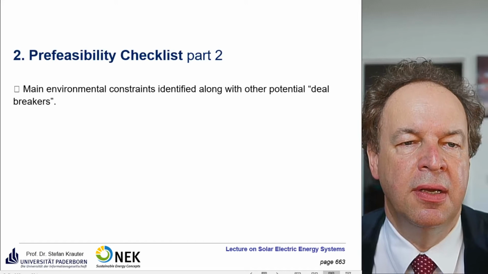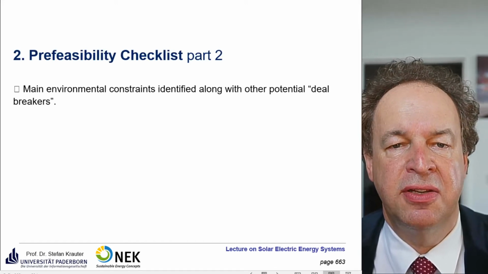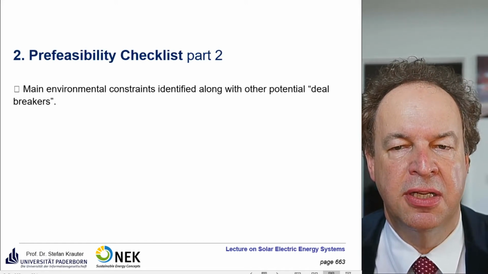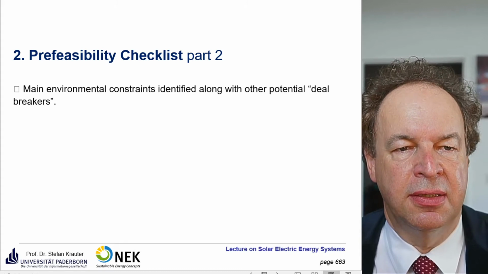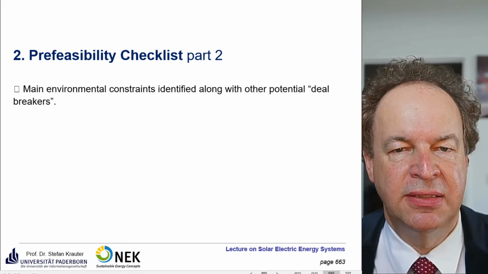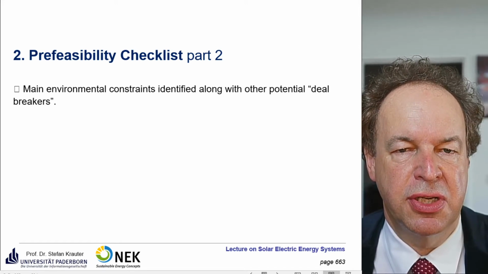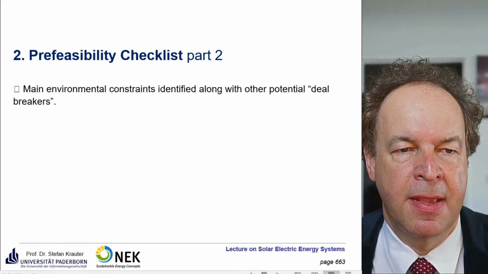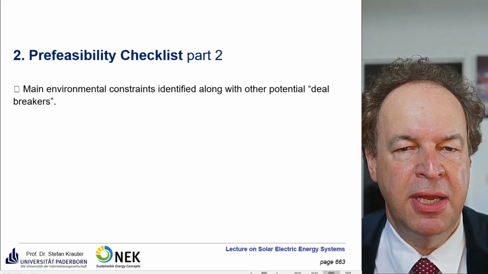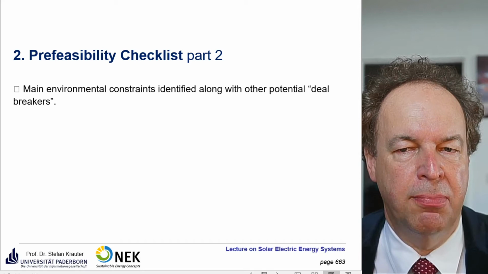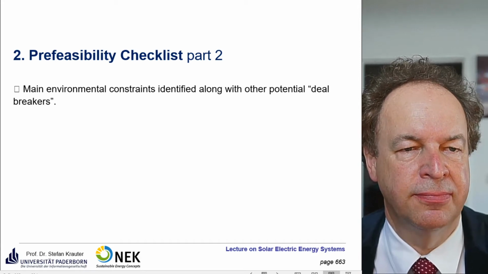Part 2: the main environmental constraints identified, along with potential deal breakers. There could be a change of government, could be a lot of things. Also the owner of the utility may change, and he doesn't want that power purchase agreement anymore.